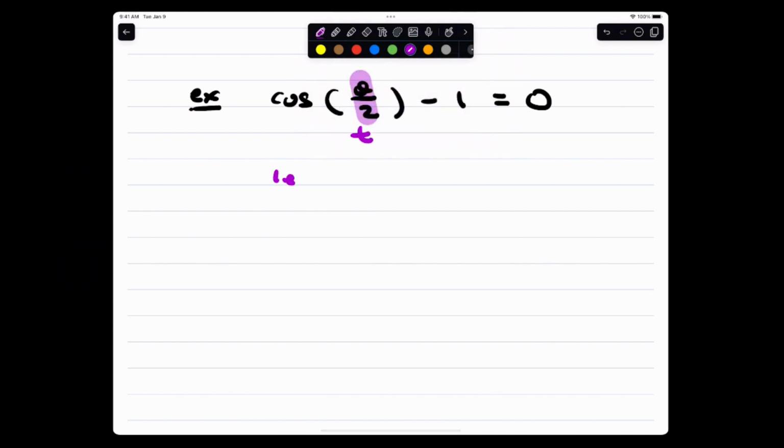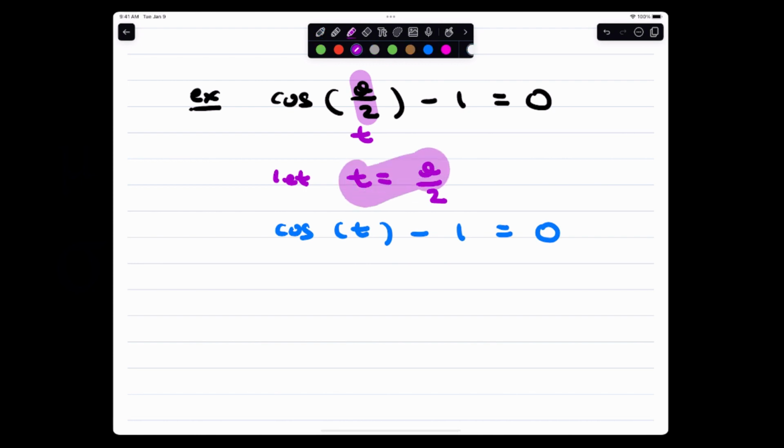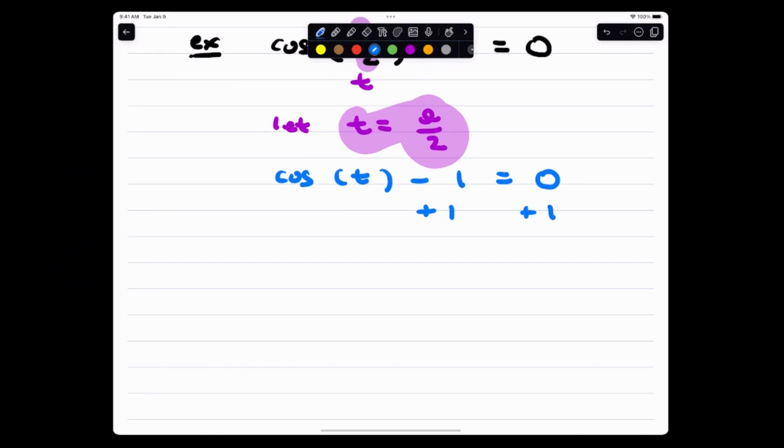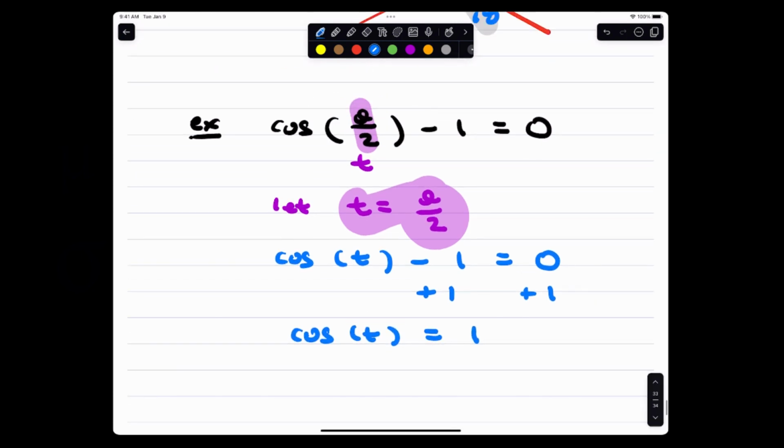Let's change it now. Let's let t now be theta over 2. And so you say, does that give me cosine t minus 1 equals 0? And it sure does. So essentially, it doesn't matter what number is inside the parentheses, just turn it to t. You're going to substitute. If it's not theta or just x by itself, then substitute. And now we can solve for cosine by adding 1 to both sides. So now you'll get that cosine t being what? 1.